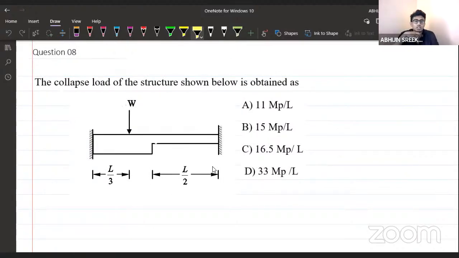Collapse load for the structure shown below is. Before solving this question, I'm going to name the sections A, B, C, D. This is 2 MP, which is not mentioned in the question, but it is 2 MP and MP. Tell me the possible locations of the plastic hinges. Give me the points. How many possible locations are there?